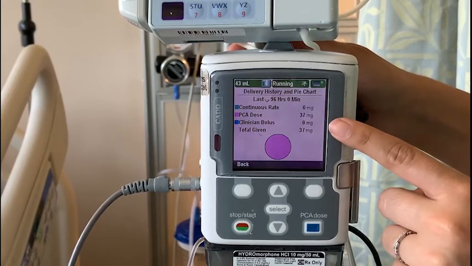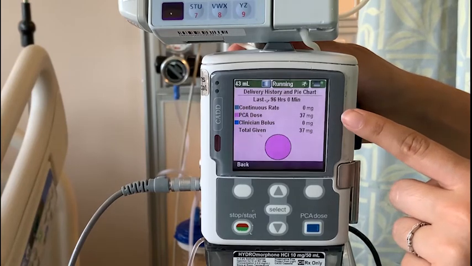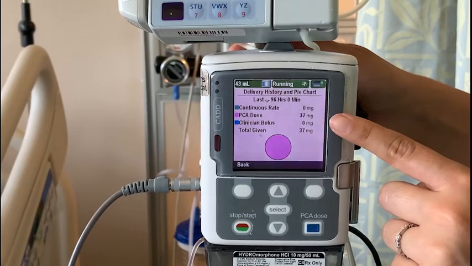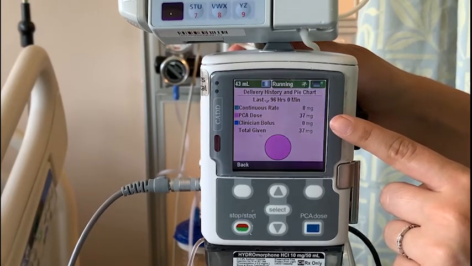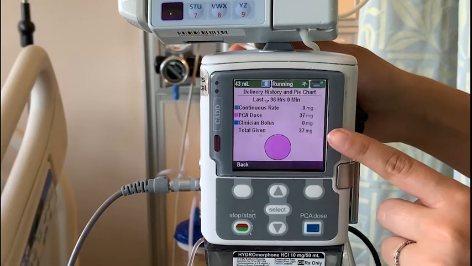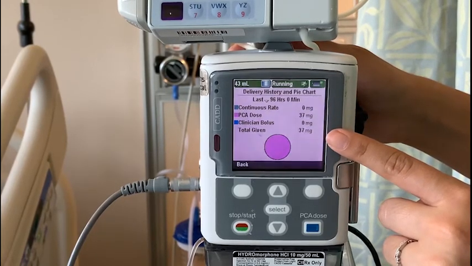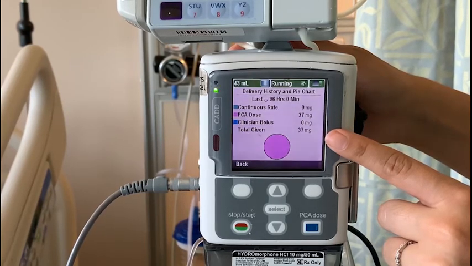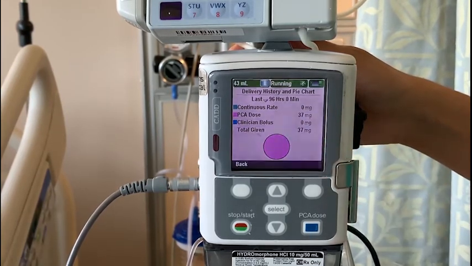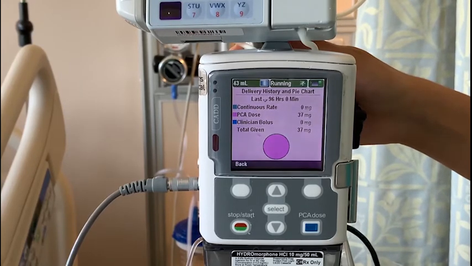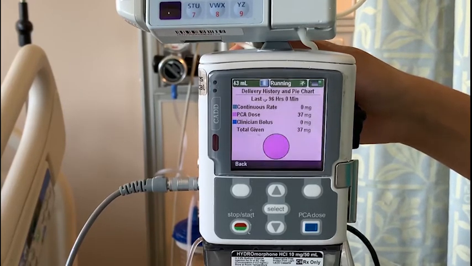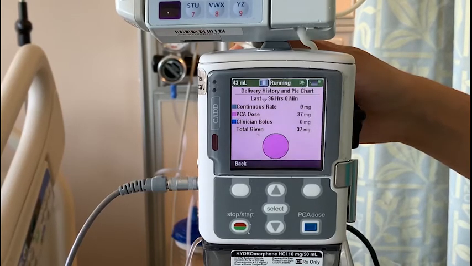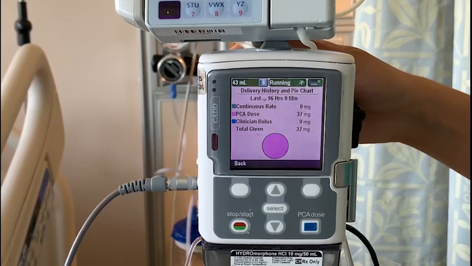button. The clinician bolus is the amount of analgesic administered by the provider outside of the previously described methods. This is rarely used. Lastly, the total given is the total amount of analgesic administered over the denoted time period. Here, you will also see a pie chart, which indicates the percentage of medication administered as a continuous rate versus the percentage of medication administered as boluses versus the percentage of medication administered by clinician boluses.